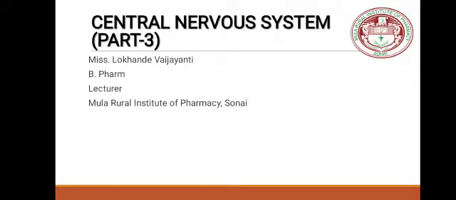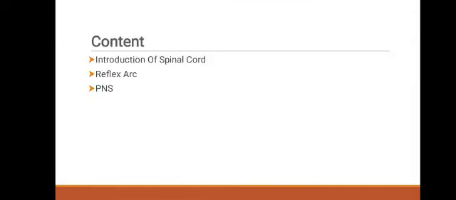Today in this section we will discuss Central Nervous System Part 3. In the last section we discussed the brain, its parts and functions. In this lecture, we will discuss the introduction of spinal cord, second, reflex arc, and next, PNS, that is the peripheral nervous system.